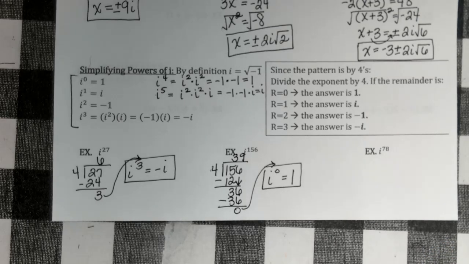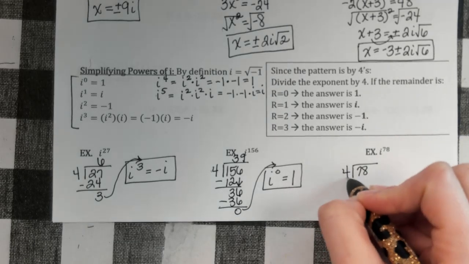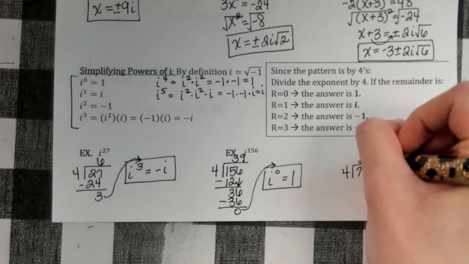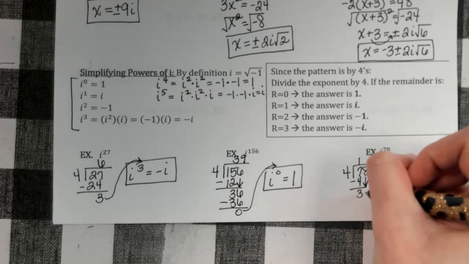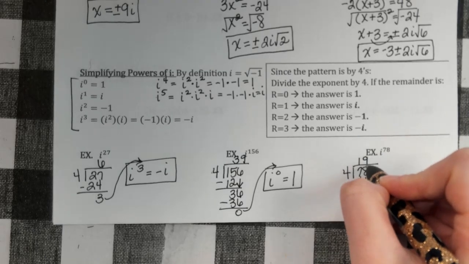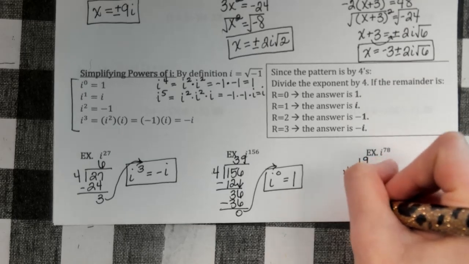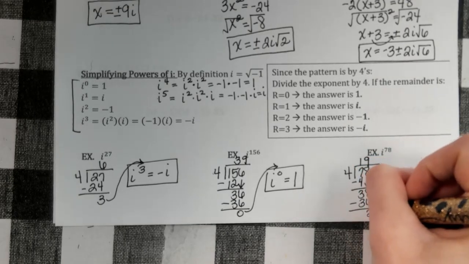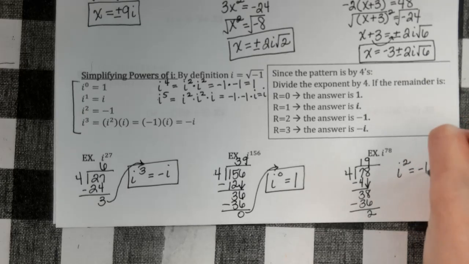-1, -i. Okay? So if I have i to the 78th power, I take that 78 and I divide it by 4. 4 can go into 7 one time. 7 minus 4 leaves me with a 3. I bring down my 8. 4 can go into 38 how many times? 9, because that's 36. 38 minus 36 leaves me with a remainder of 2. So i squared is -1.